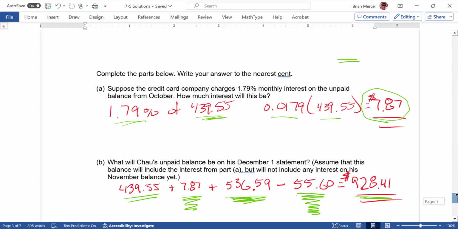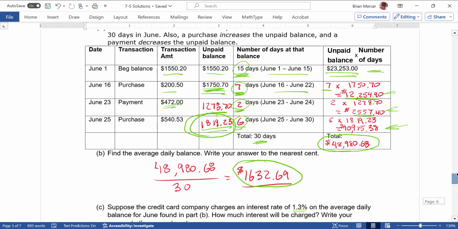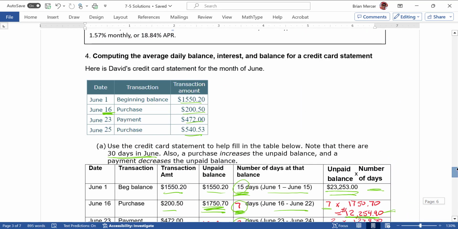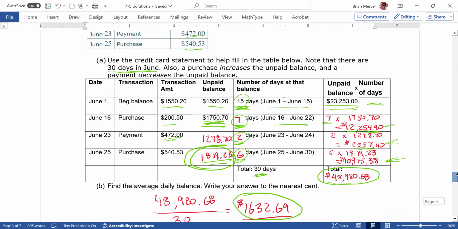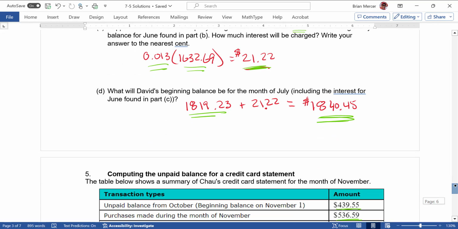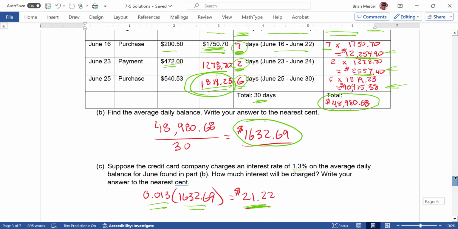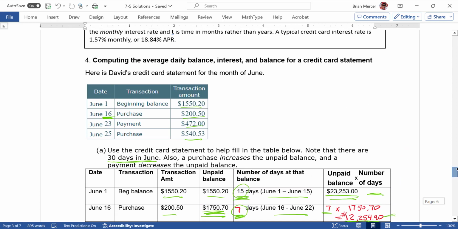And just to back up, just so you understand something, these last two examples, credit card companies have different ways of charging interest. So you can charge interest on the average daily balance, you can charge interest on the unpaid balance. And so that will just be in the fine print of how the credit card works. So that's why there's two different examples there.